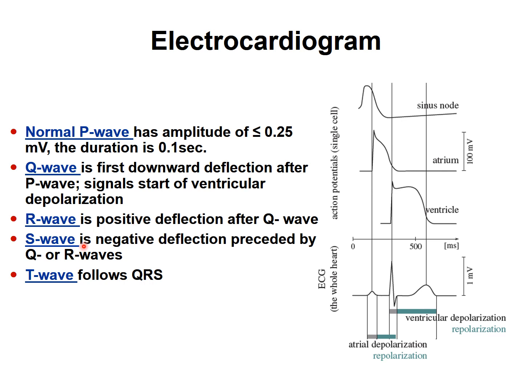The S wave is the negative deflection after the first R wave. So again, we can have more than one S wave. The T wave follows the QRS complex and represents the repolarization of the muscles.